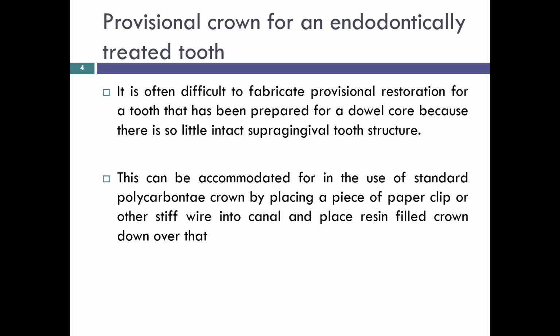Now in this lecture, we are going to study the provisional crown for an endodontically treated tooth. In the case of a post and core, how do we give temporary crowns? It is often difficult to fabricate a provisional restoration for a tooth that has been prepared for a dowel core because there is so little intact supragingival tooth structure. This can be accommodated by using a standard polycarbonate crown, placing a piece of paper clip or other stiff wire into the canal and placing the resin filled crown with dowel over that.